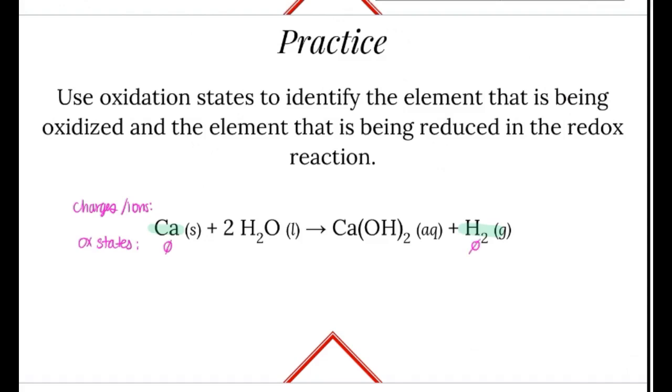So now let's look at water. Pay no attention to coefficients.